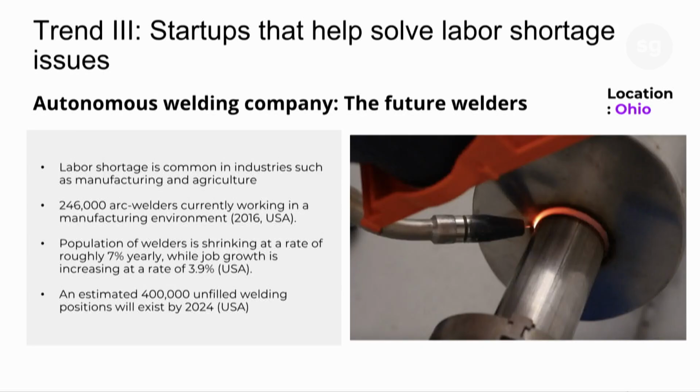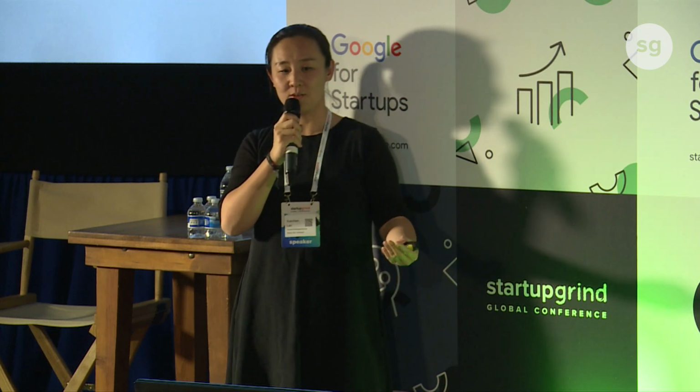The third one is startups that help solve labor shortage issues. We're seeing this more and more often, especially in verticals like farming, manufacturing, etc. For example, one of the companies we invested in is an autonomous welding company. They help people do welding. The welding industry is a very legacy industry that not many people are familiar with. But for welding alone, the demand is increasing 4% every year, while the supply is decreasing 7%.